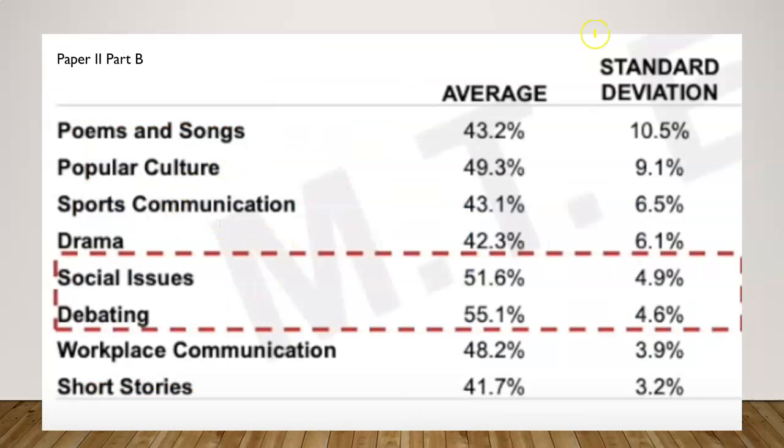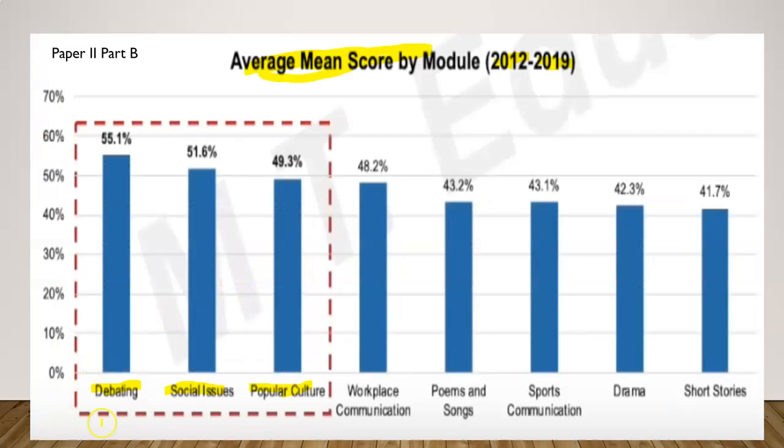There's another table about the standard deviation. Standard deviation, if the numbers are smaller, okay, it means it's more stable. Okay, for example, short stories. Just now you remember, it normally have low marks and it's very stable. It means every year candidates get low score for short stories. Okay. And let's look at social issues and debating. Do you remember that they have high average marks?